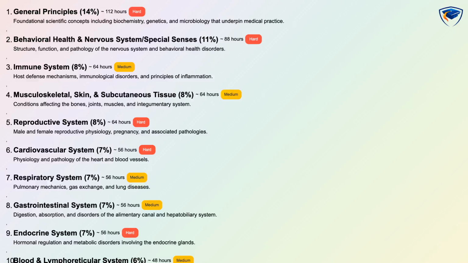General principles is 14%, behavioral health and nervous system special senses 11%, immune system 8%, musculoskeletal skin and subcutaneous tissue 8%, reproductive system 8%, cardiovascular 7%, respiratory 7%, gastrointestinal 7%, endocrine 7%, blood and lympho-reticular system 6%, renal and urinary system 5%, multi-system processes and disorders 5%, biostatistics epidemiology and population health 4%, and social sciences 3%.